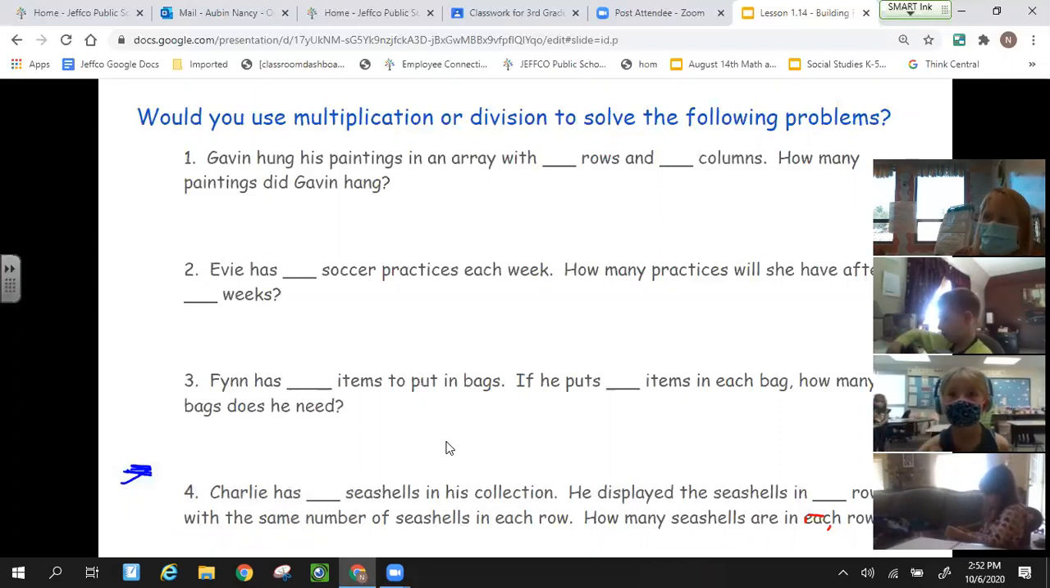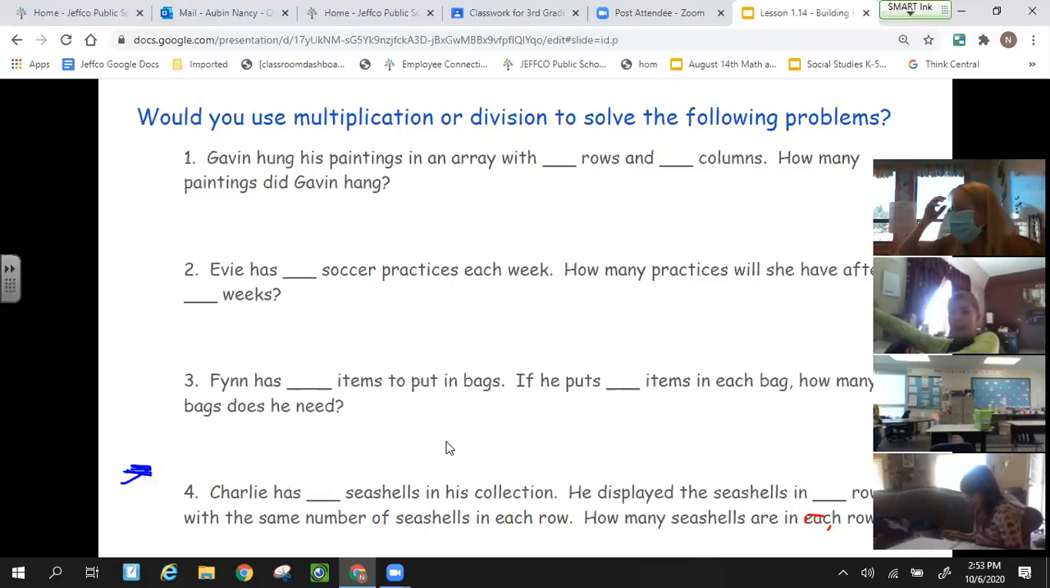All right, Lucas, what do you think and why? You can all sit down, but Lucas can tell us. You're right. It is division. Excellent. We already know how many items he has, right? Whether it's 50, 25, 12, we already know. Can you visualize him dividing them up into bags? One in this bag, one in this bag, one in this bag.